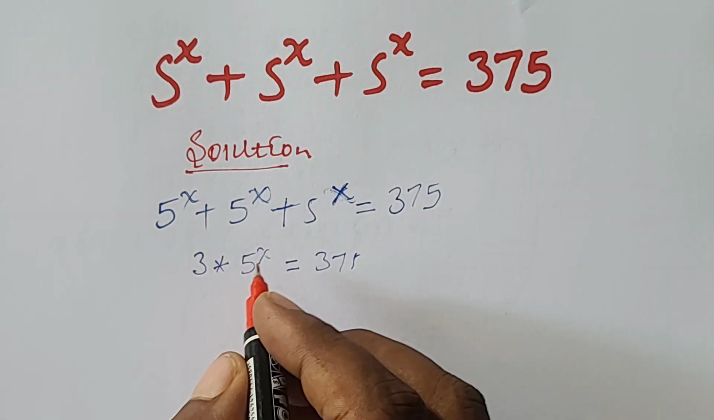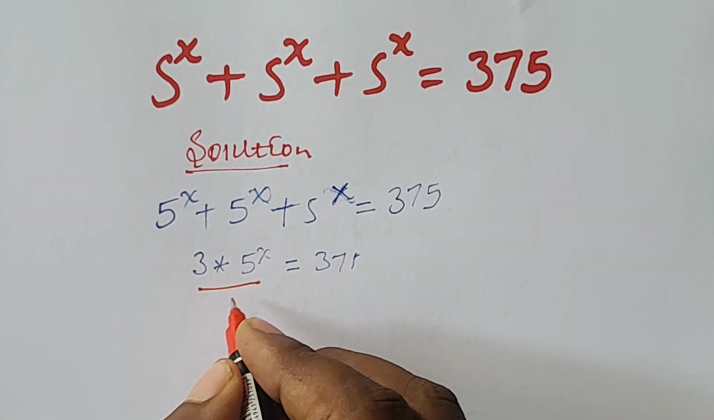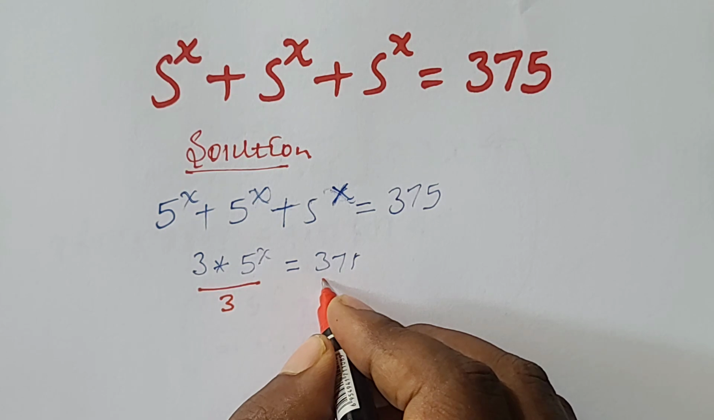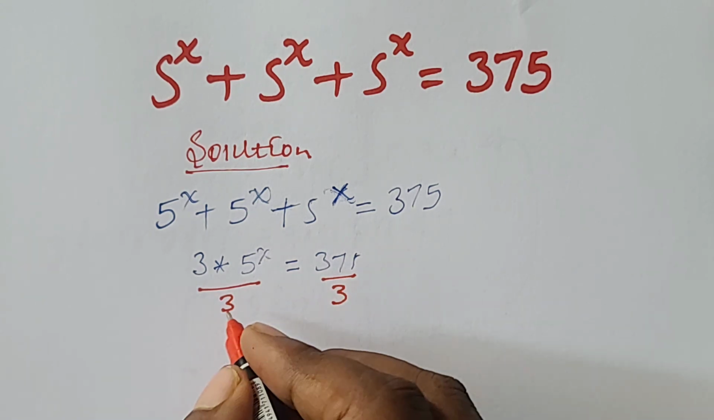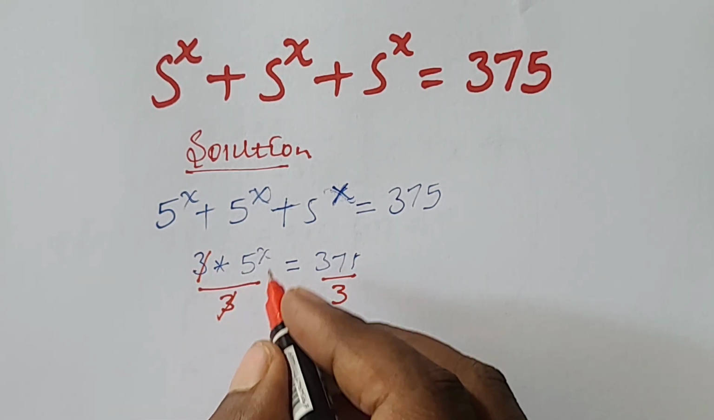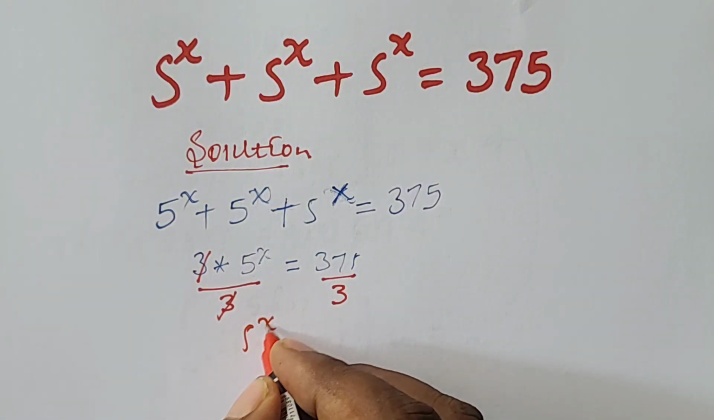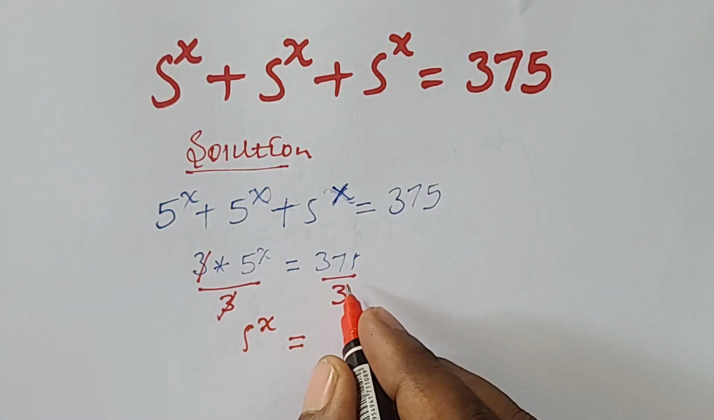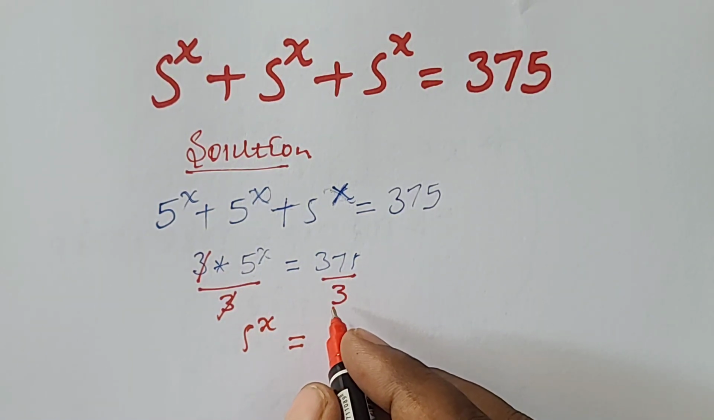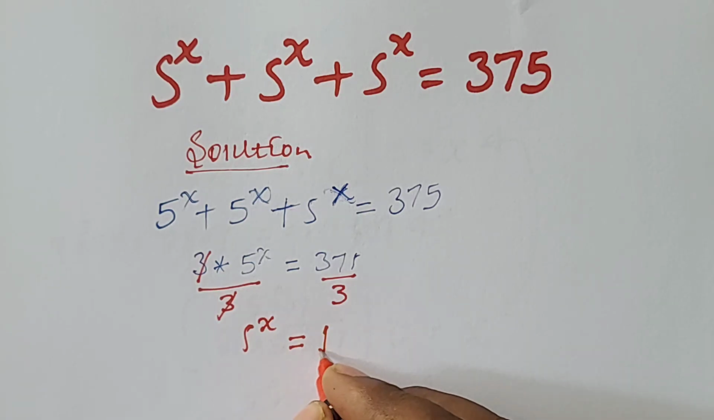In order to evaluate the value of x, divide both sides by 3. Here 3 cancels by 3. Here is 5 to the power of x equals 375 divided by 3, that is 125.